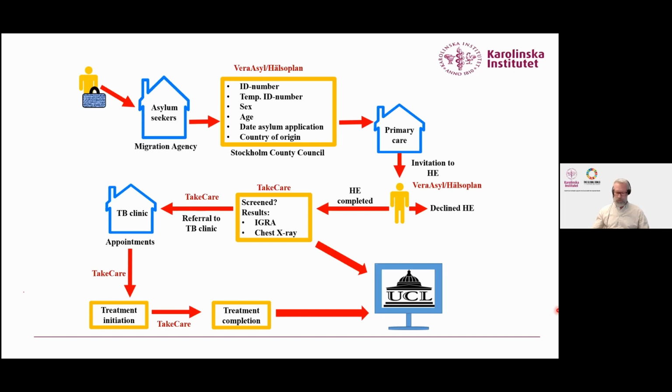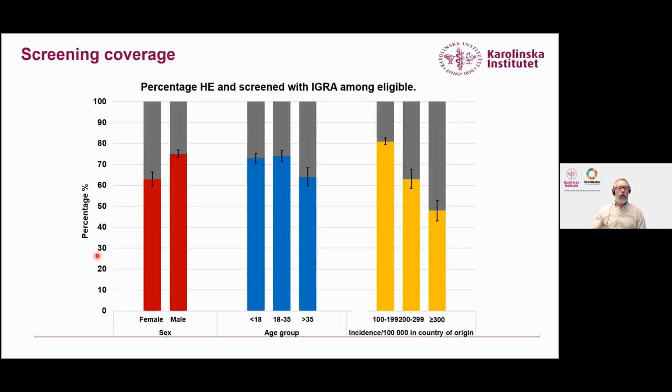All right, moving on. First, I'll show you some snippets of data here. This is the coverage. So the proportion going for a health examination by sex, age, and incidence in the country of origin. So we had, on average, about 70% of those eligible going for a health examination, and the pre-study estimate was below 50%. So it was better than that, but of course there is still a gap. It was slightly larger for female. It was a slightly larger gap for those above 35 years of age.